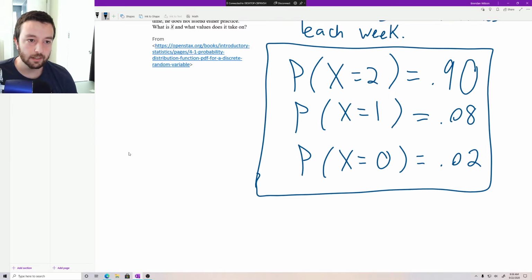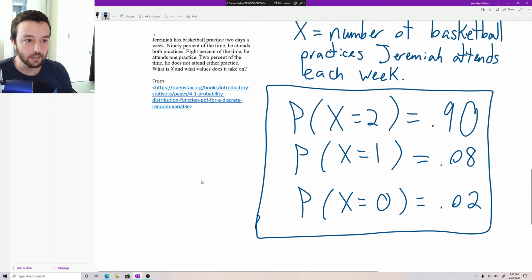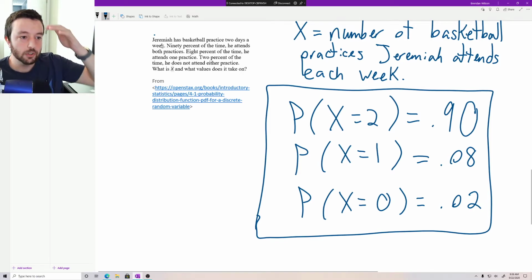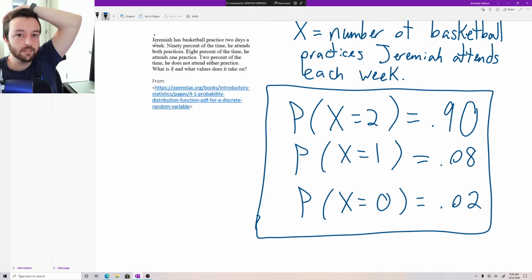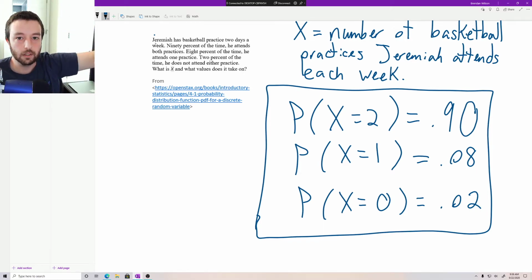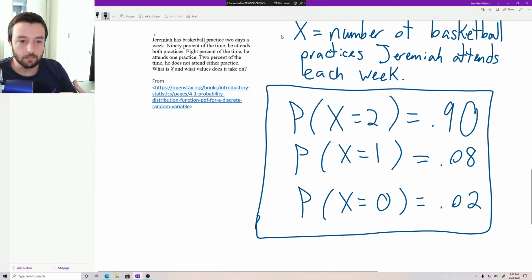We were doing a lot of this before. We just weren't necessarily writing it this way. We would write the probability of A or something. Like in chapter 3, we might have said, let A be the event that he goes to both practices. Let B be the event that he goes to 1. Let C be the event that he goes to 0, and written it that way instead of giving the random variable a name and writing it with the equal signs. That's really the only difference here. Okay.